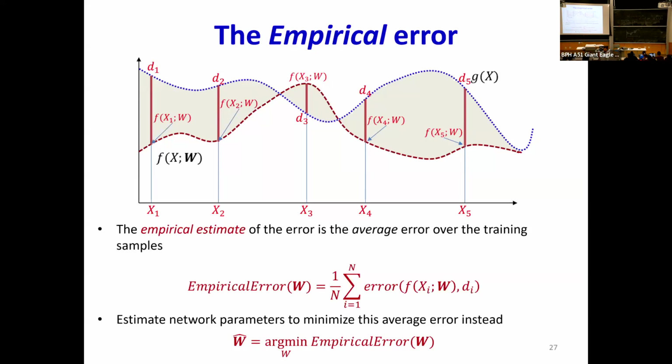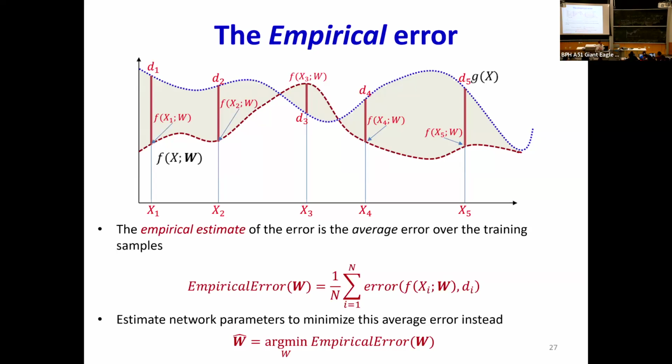Now, it's very easy to collect such samples. You're basically just going to be collecting input-output pairs for your data, like images and their captions, speech and its transcription. So sampling the function is very easy. So we can compute this empirical estimate of the error, and then subsequently, we can try to estimate the parameters W that minimize this empirical error.